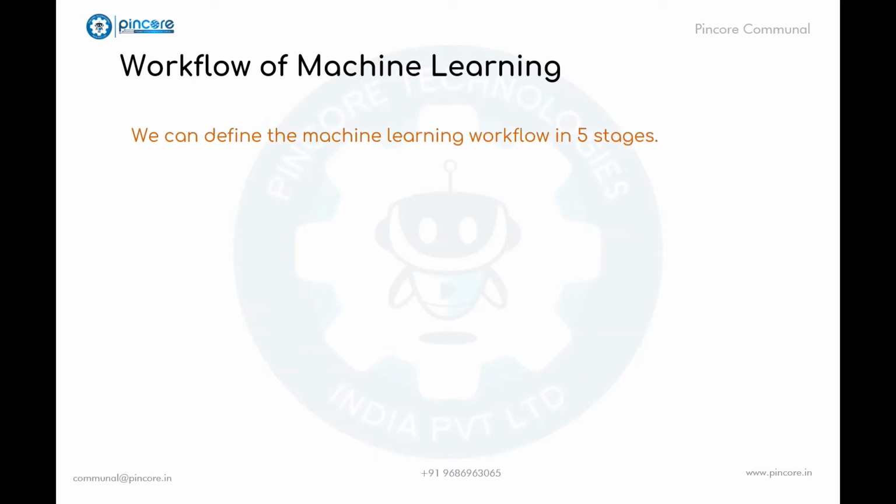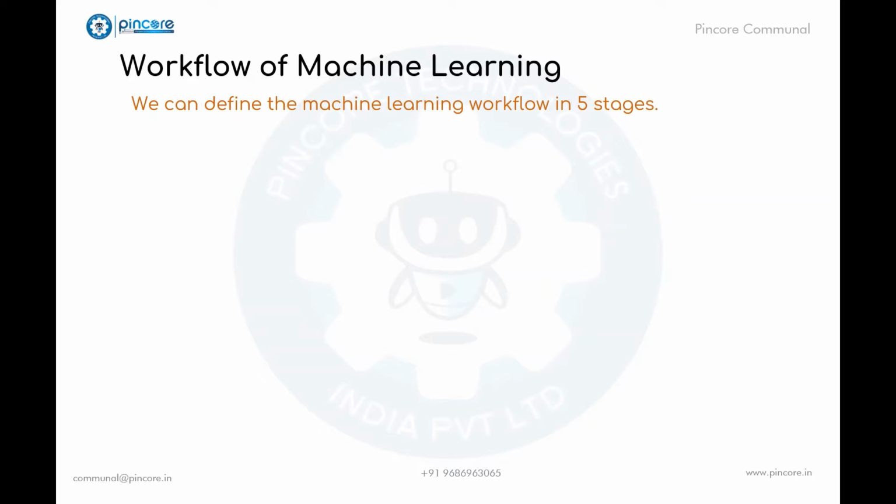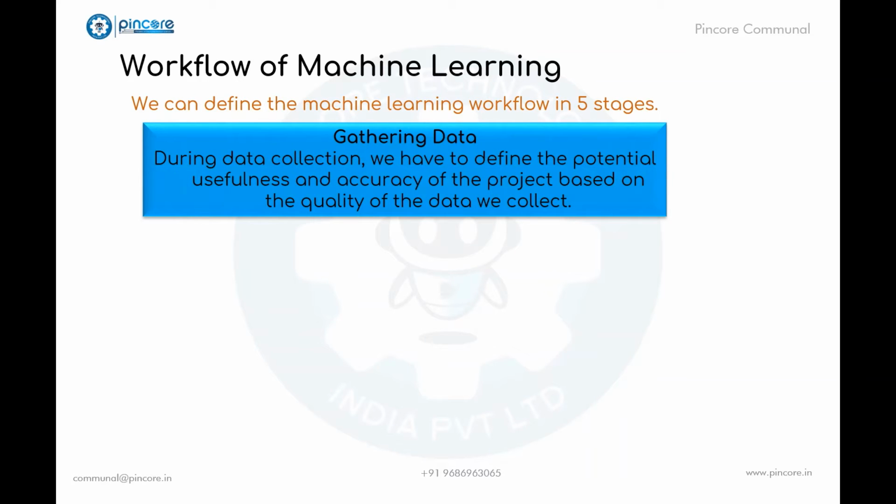Next, we will know the workflow of machine learning. We can define the machine learning workflow in 5 stages. First is gathering the data. Data gathering is one of the most important stages of machine learning workflow. During data collection, we have to define the usefulness and accuracy of the project based on the quality of data we collect. To collect the data, we need to identify the sources and aggregate the data from those sources into a single subset.